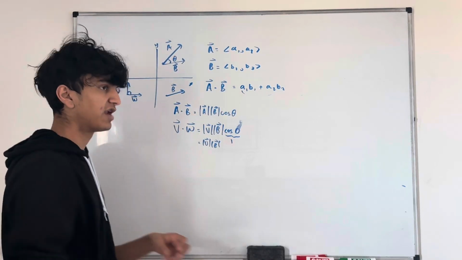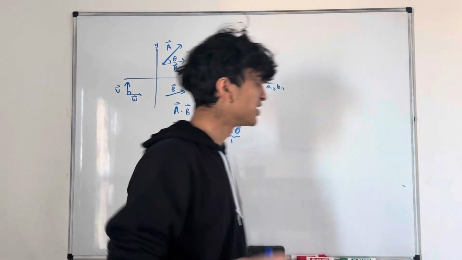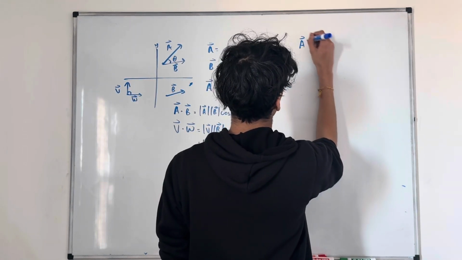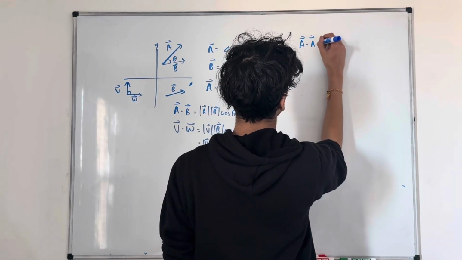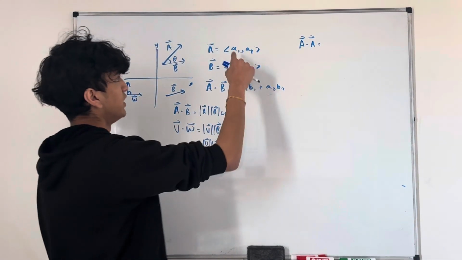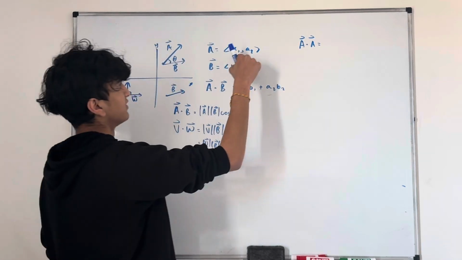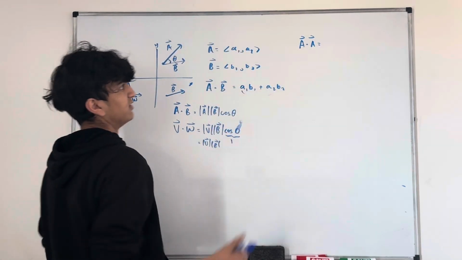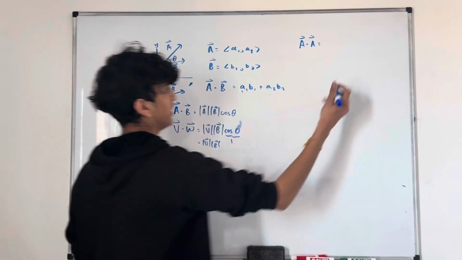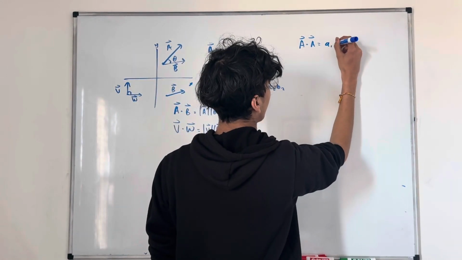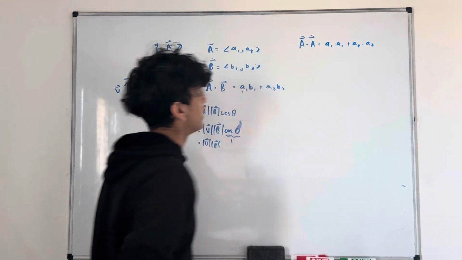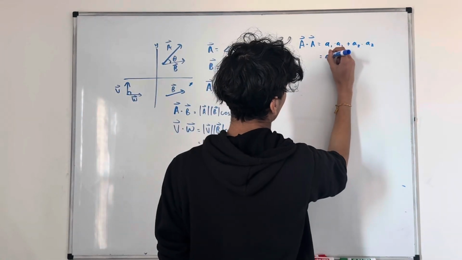First, I want to show you kind of a vector property, if you will. Let's take A. If I were to do A dot A with itself, remember this is vector A, with components A1, A2. It's the same as A1 times A1 plus A2 times A2, and that would end up equaling A1 squared plus A2 squared.